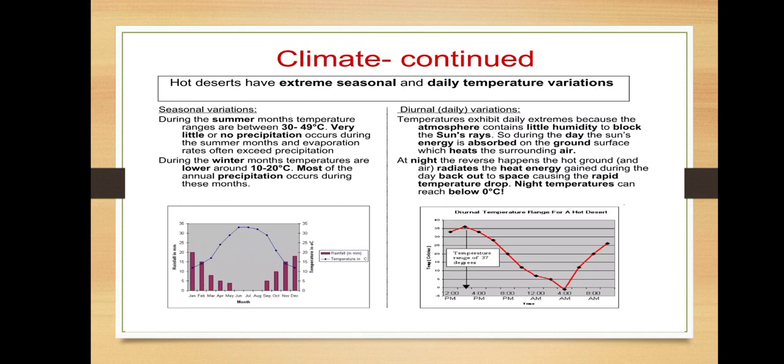As for diurnal variation, temperatures exhibit daily extremes because the atmosphere contains little humidity to block the sun's rays. During the day, the sun's energy is absorbed on the ground surface, which heats the surrounding air. At night, the reverse happens. The hot ground and air radiate the heat energy gained during the day back out to space, causing a rapid temperature drop. Night temperatures can reach below 0 degrees Celsius.